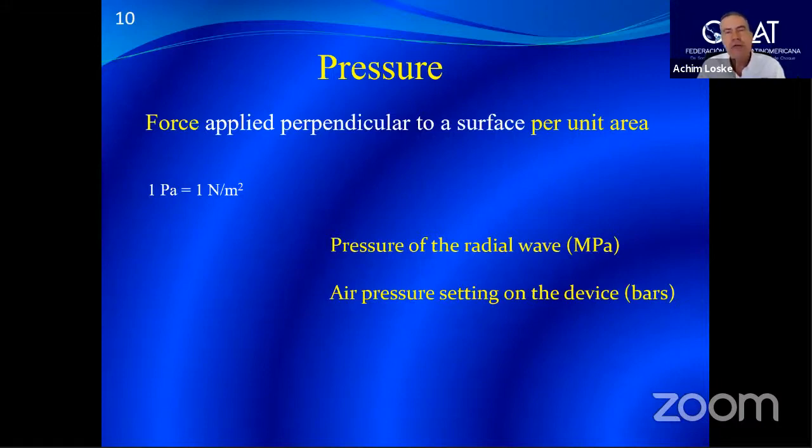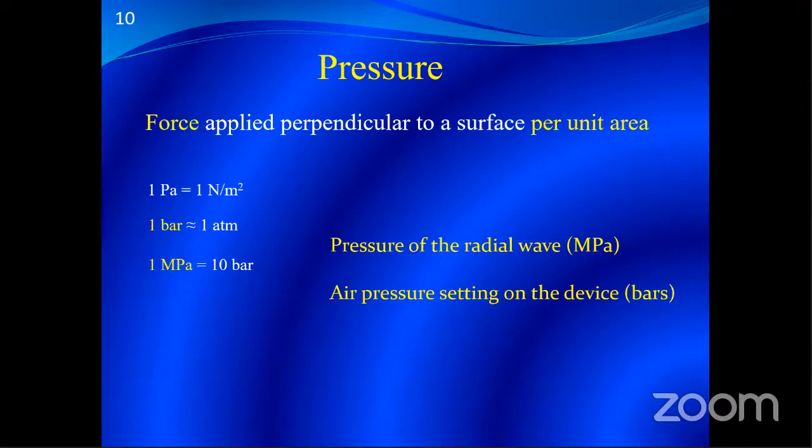The pressure of radial waves is normally given in megapascal, and the air pressure of the device, as I already said, is given in bars, but it is the air pressure that is making this device work. Maybe you remember that 1 megapascal is 1 Newton per square meter. 1 bar is more or less 1 atmosphere, and 1 megapascal equals 10 bars.